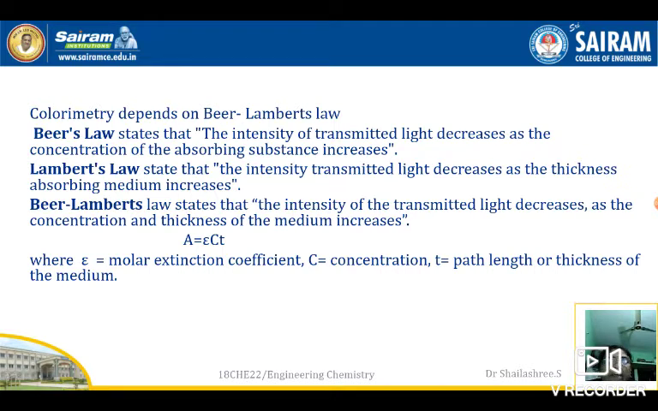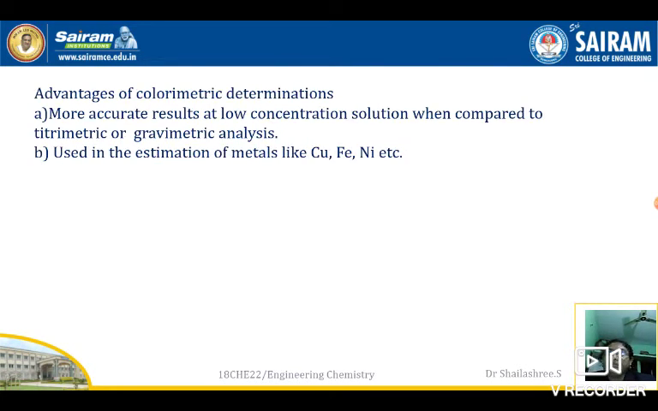Here in our experiment, we are keeping the path length constant by measuring the values in the same cuvette. So when we keep t constant, A is directly proportional to concentration. Absorbance is directly proportional to the concentration. The more the color of the substance, the more the amount of light absorbed. The less the color of the substance, the less the amount of light absorbed. And the advantage of colorimetry is that it is used to determine metals like copper, iron, nickel, etc. Compared to other methods like titrimetry and gravimetric analysis, you will be getting very accurate results.